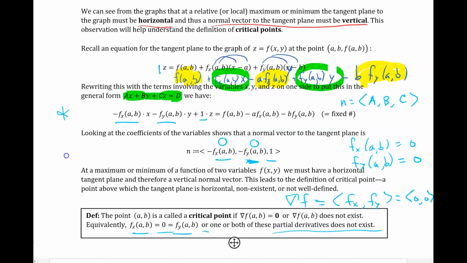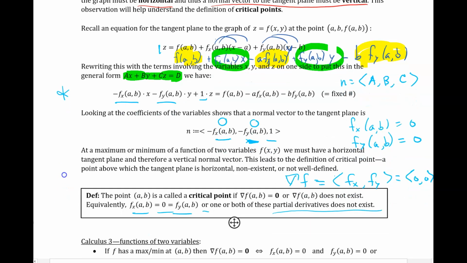So if you have a critical point, what does that mean? The definition of a critical point is a point such that the gradient is equal to the zero vector, meaning both partial derivatives are equal to zero, or that one or more of those partial derivatives do not exist. So either the partial with respect to x or y does not exist.